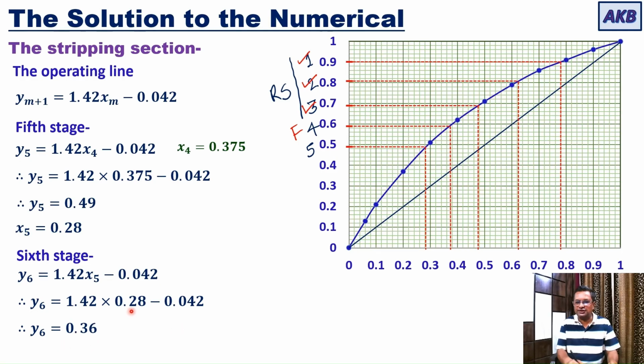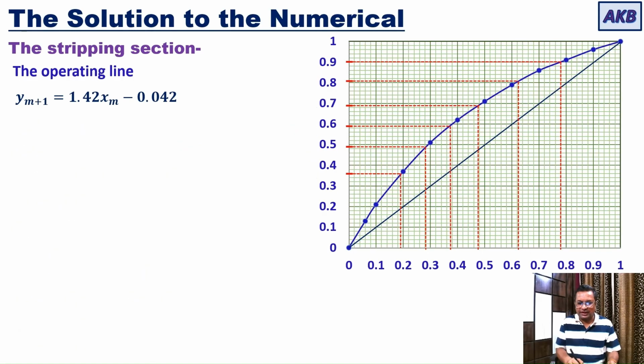So with this value of y6, I'm going back to the distribution diagram. I'm locating y6, going to the equilibrium curve and getting the corresponding value of x6, which comes out to be 0.19. So this is the sixth stage. Okay, so we continue as long as the value of x is greater than xw. We are going to do this till x becomes less than xw. xw is 0.1. So let us move ahead.